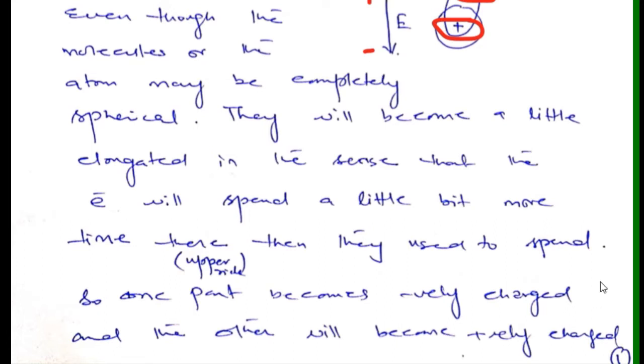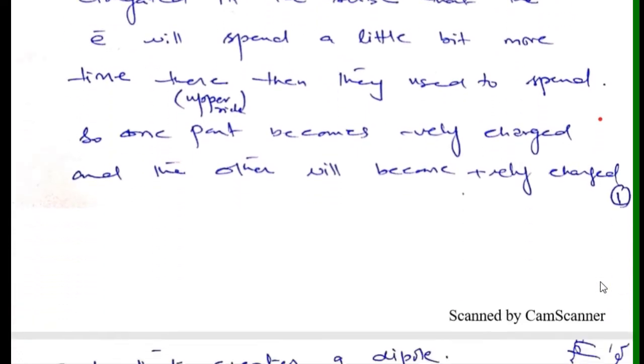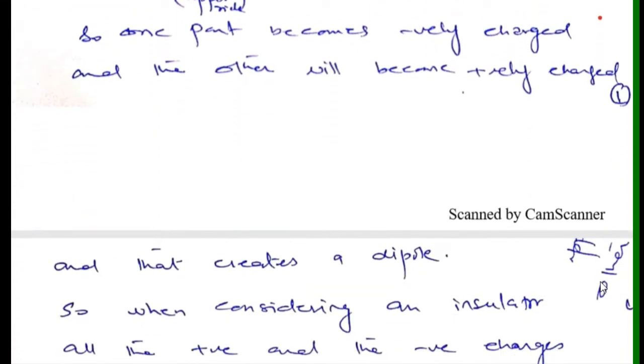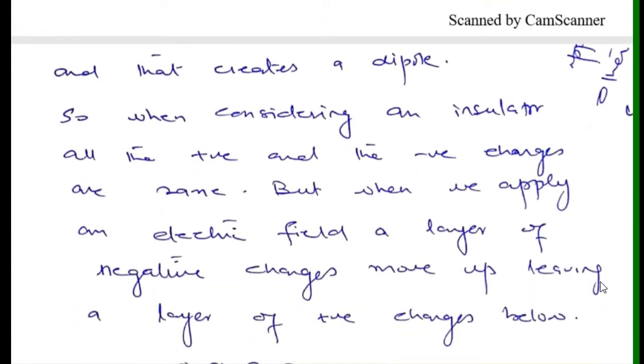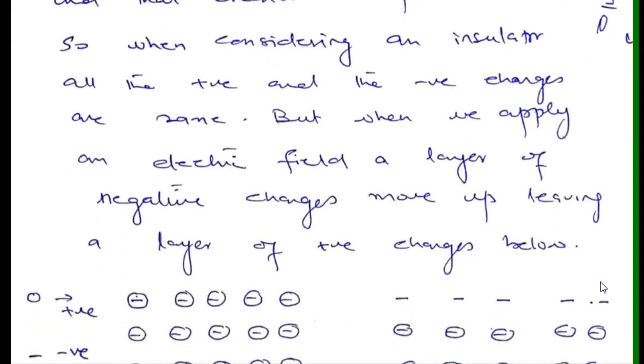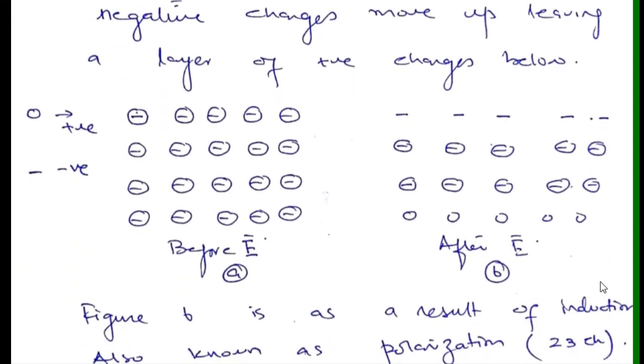So इस तरह से हमारे पास अब डायपोल जो है वो बन गया है, क्योंकि एक तरफ सारा का सारा पॉजिटिव है और दूसरी तरफ सारा का सारा नेगेटिव चार्ज आ गया है, और अब we have created a dipole in an insulator. So अब this figure explains it a little bit more.